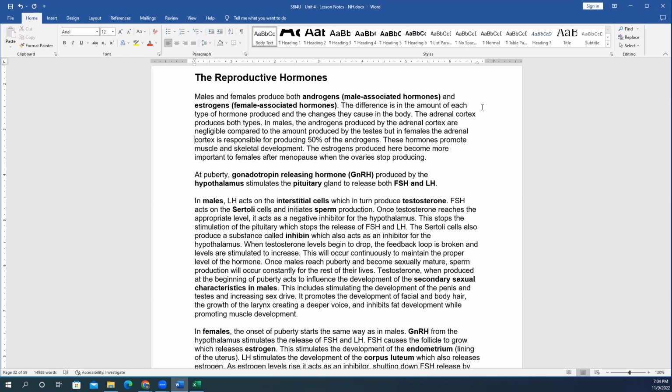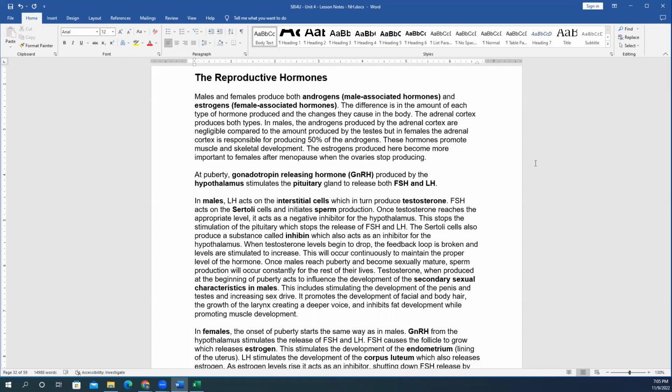Now, the estrogens, or the female-associated hormones that are produced here, become more important in females, especially after menopause. After menopause, when the ovaries really stop functioning and their function slows down, this is where the estrogens that are produced by the adrenal cortex take precedence and become more important.